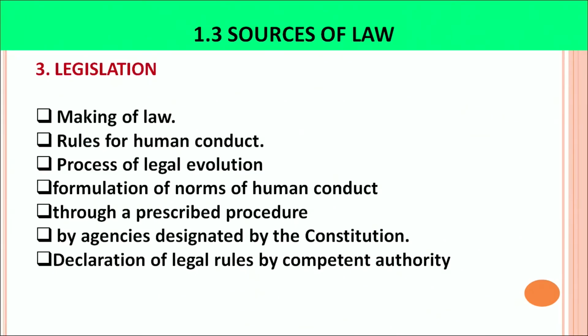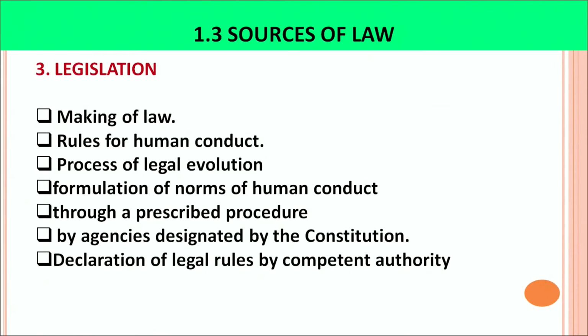So for making a particular legislation, there are these procedures which are prescribed. We are supposed to follow those procedures and then only the legislation can be made. So who is going to make this legislation? There are various agencies which are designated by the Constitution. There is a machinery, a procedure prescribed under the Constitution for making the legislation. So largely legislation is nothing but the declaration of legal rules by a competent authority. So these are the various important sources of law.